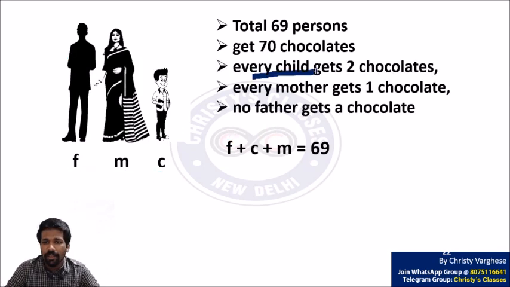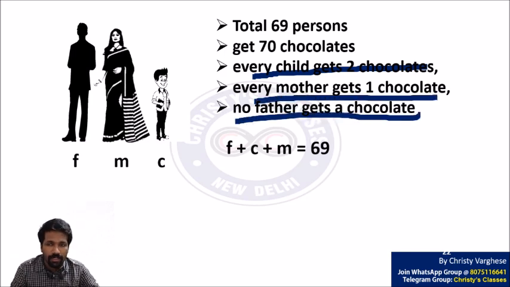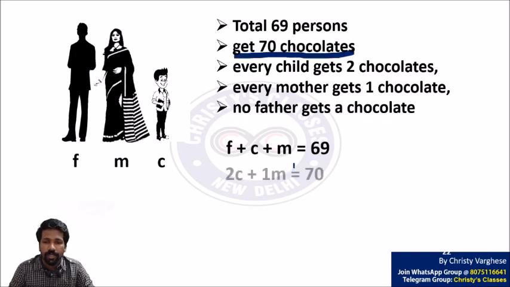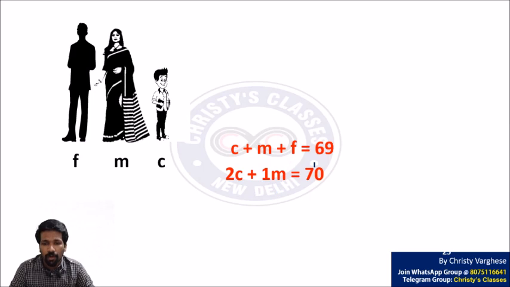Now the question says every child gets 2 chocolates, every mother gets 1 chocolate, no father gets a chocolate. That means the number of chocolates got by each child is 2, by every mother is 1, and by every father is 0. With respect to that you can make an equation. Total 70 chocolates will be equal to chocolates got by children plus chocolates got by mothers, because fathers got 0 chocolate. So 2C plus 1M is equal to 70. That's the second equation. So 2 equations you got.